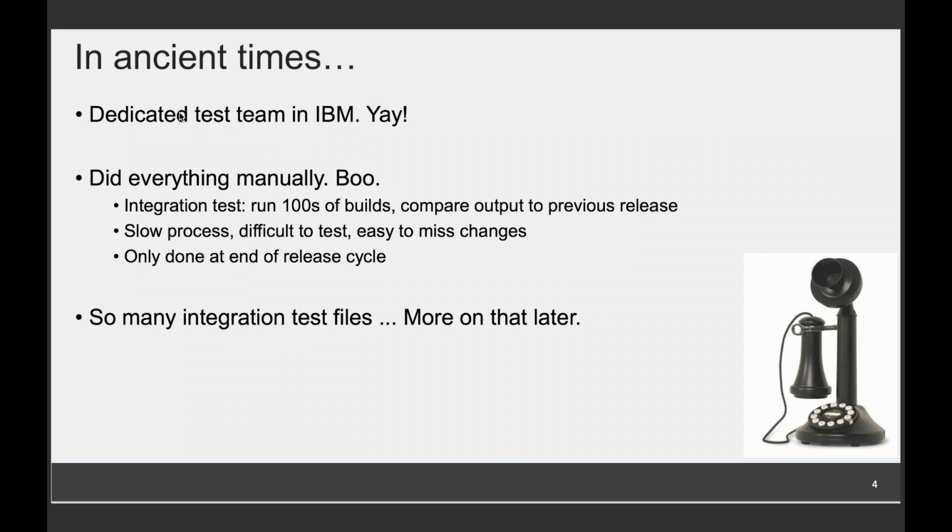So in the olden days, when we started out with the toolkit, we had a dedicated test team in IBM, which was great. IBM funded a team just to test this thing. But it was all manual, and it was not effective. They would run hundreds of builds with the release, and the next time we released, we'd run hundreds of builds again and compare the output. And if anything changed, they told me to figure it out and fix it. That was not efficient. It only ran at the end of the release process, and so everything you'd changed over the course of so many months would show up at that point, and it was difficult. Lots of inefficiencies there.